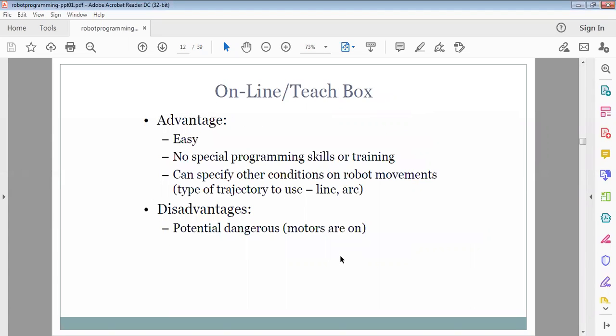Next, online programming by teach pendant. What are the advantages and disadvantages? This program is easy, and no special training or skills are required. It can specify other conditions and robot movements, such as the type of trajectory to use, line or arc.